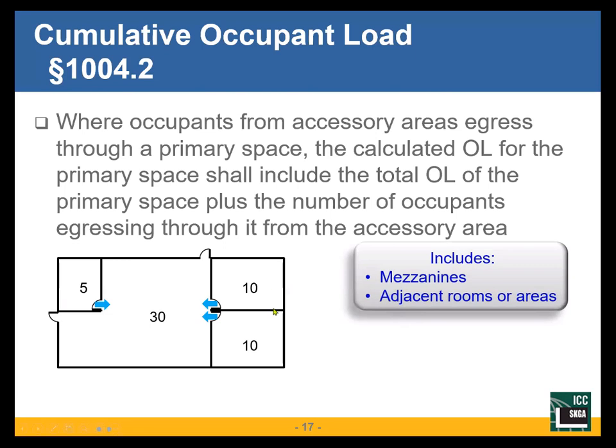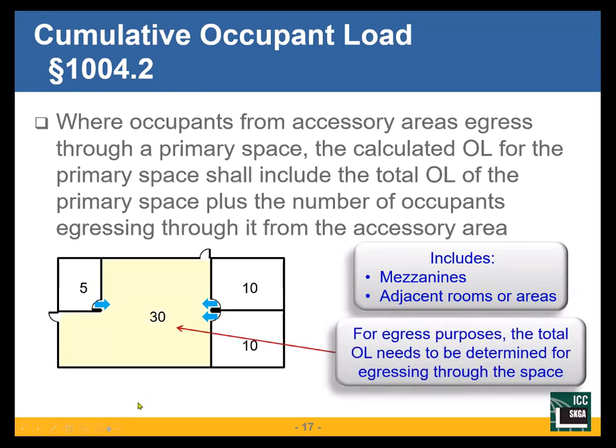When we have areas that travel through another room, we have to add the occupant loads together. There could be a different occupant load factor used in this room than in this room. This is my storage room, this is my office space, this is my conference room. We could have a different occupant load factor used in each space. So what's the number of occupants that are leaving and going through this room?